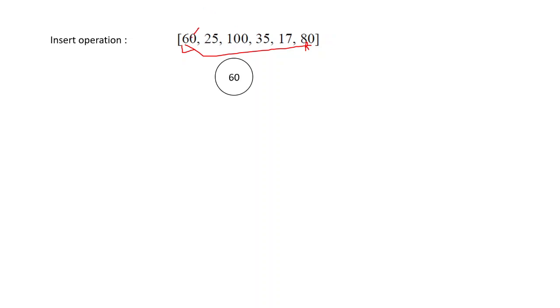So you place that as a root node. The next element in the array is 25. Now 25 is less than the value 60. So obviously 25 will be placed as the left child. The next value we come across is 100. Now this value 100 is greater than 60. So we safely place it as the right child.